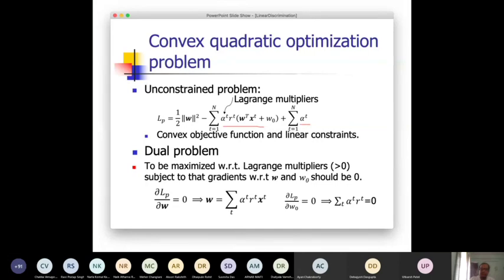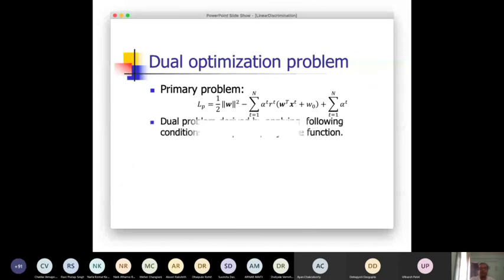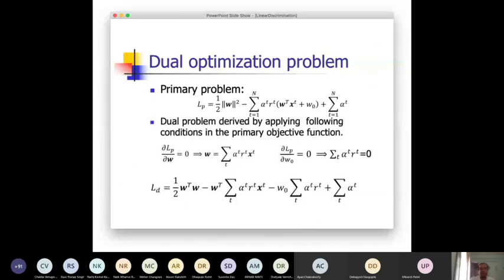As you can see, we can eliminate all the W's from this expression and replace them with a function of only alpha, R, and X, where you have to maximize with respect to alpha. So that is the dual conversion. Once again, if I show you that conversion, this is the dual conversion.